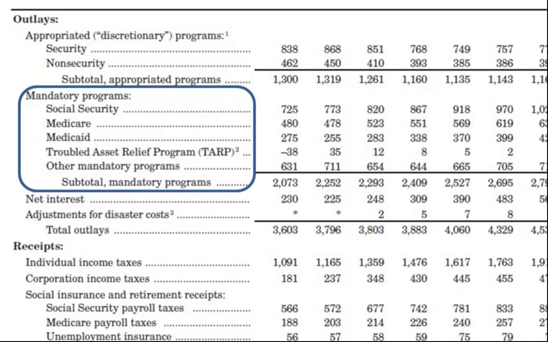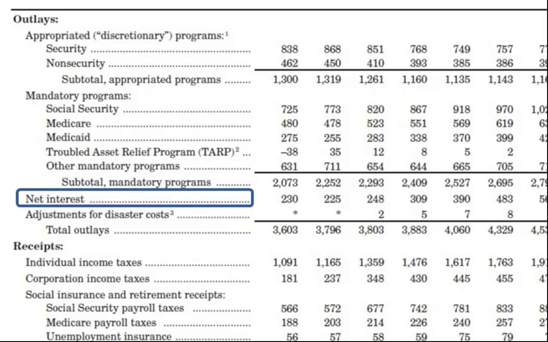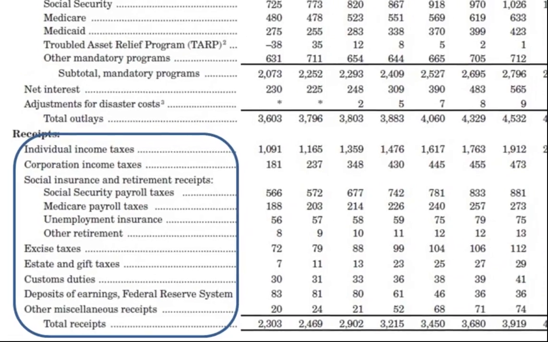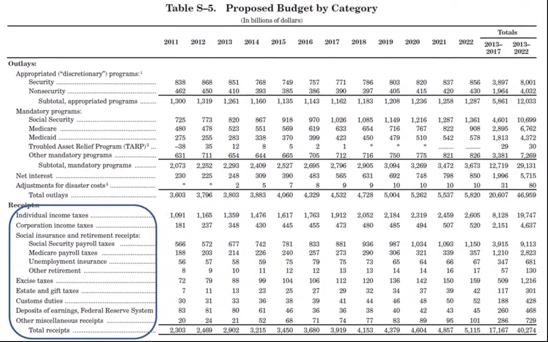The second is mandatory programs. These are Social Security, Medicaid, Medicare, TARP, government pensions. These are entitlement programs. And third is the net interest on this whole thing. And then under receipts, of course, is just all of the various forms of taxes, from individual income taxes to corporate, excise, estate, and gift taxes, etc.